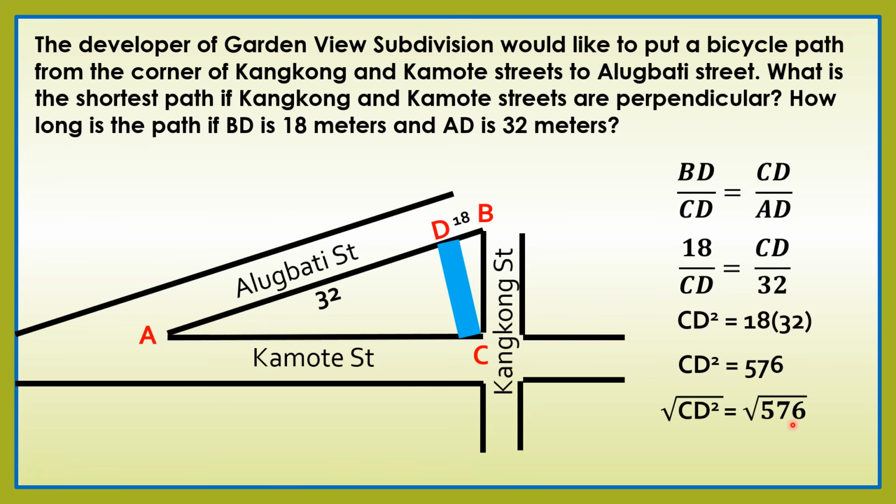Ang 576 ay perfect square. So pwede din natin kuhanan ng square root. So, CD is equal to 24 meters. So, ito na yung shortest path at yung haba ng ating altitude.